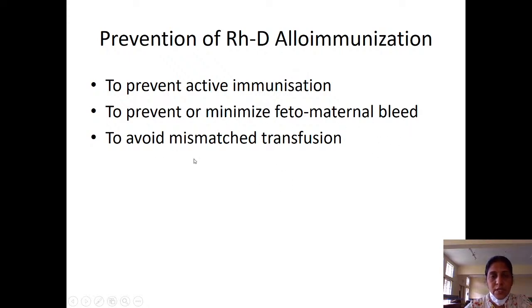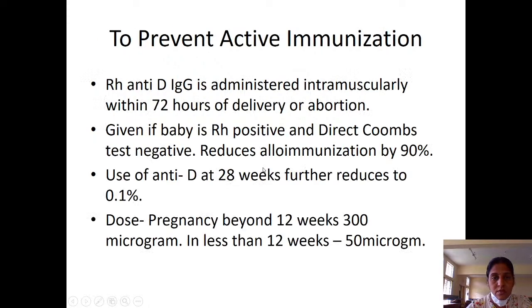And the other thing we can do is avoid mismatched transfusion. Any woman before menopause should not be given mismatched transfusion. That is, Rh positive blood should not be given to Rh negative women. To prevent active immunization, we can do this.